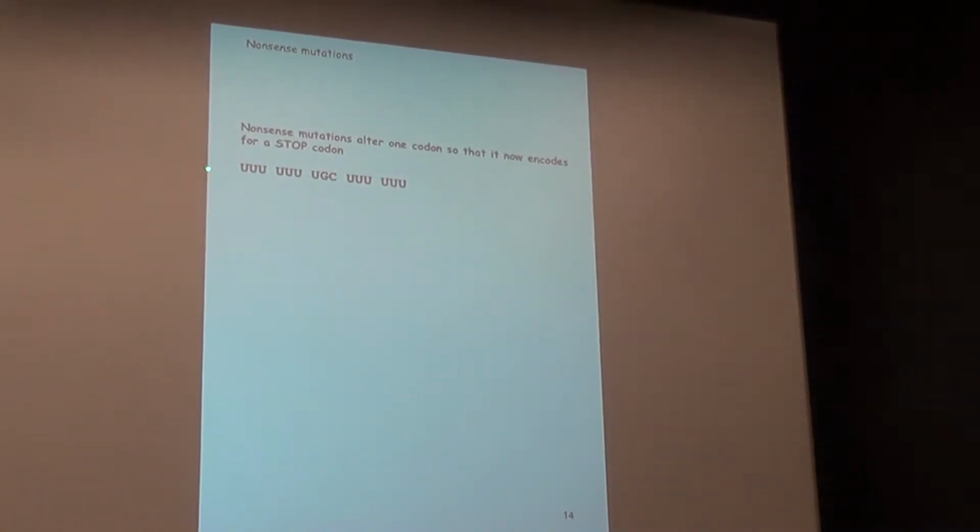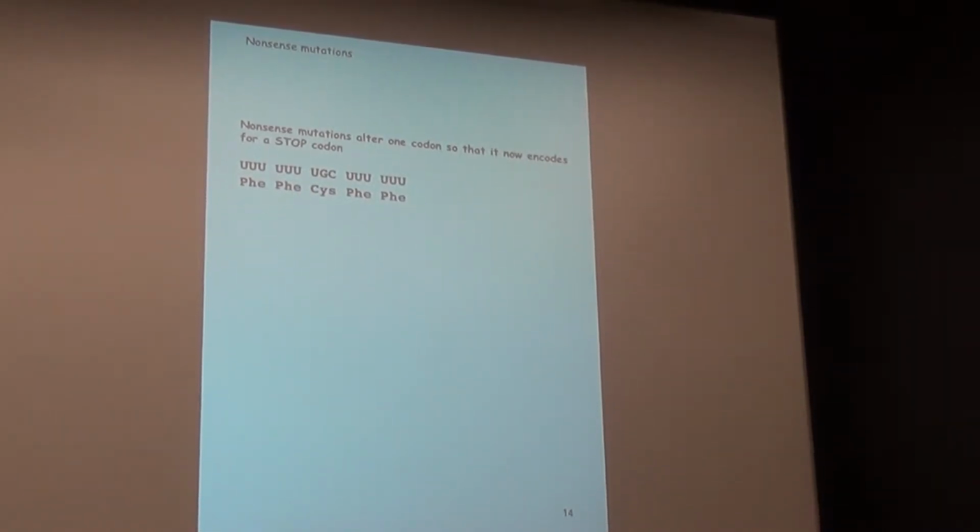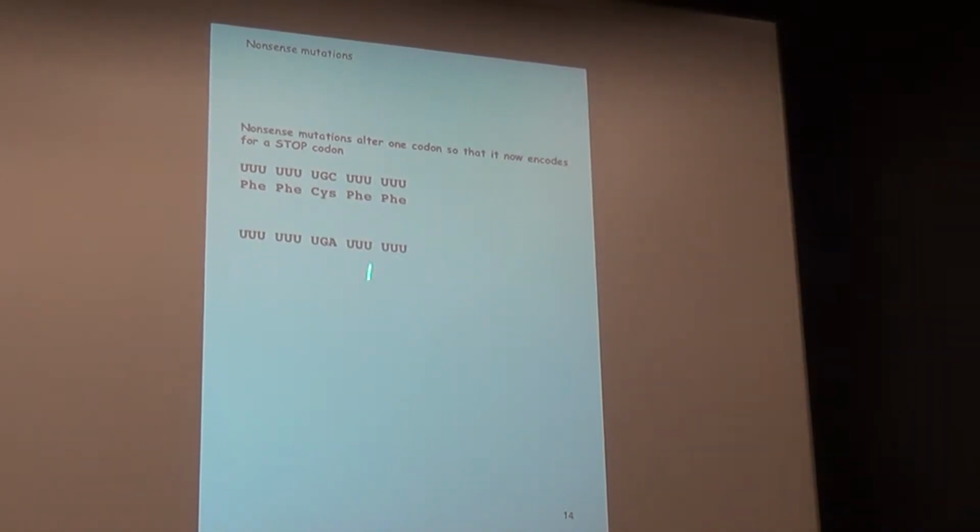So imagine this is the normal sequence of a protein, of an RNA, UGC, UUU, and it codes for this protein: phenylalanine, phenylalanine, cysteine, phenylalanine. You may have a single nucleotide change, right? This is a missense mutation that changes the C to an A. When you change that C to an A, you get phenylalanine, phenylalanine, and stop. That's a nonsense mutation because you've inserted a premature stop codon.